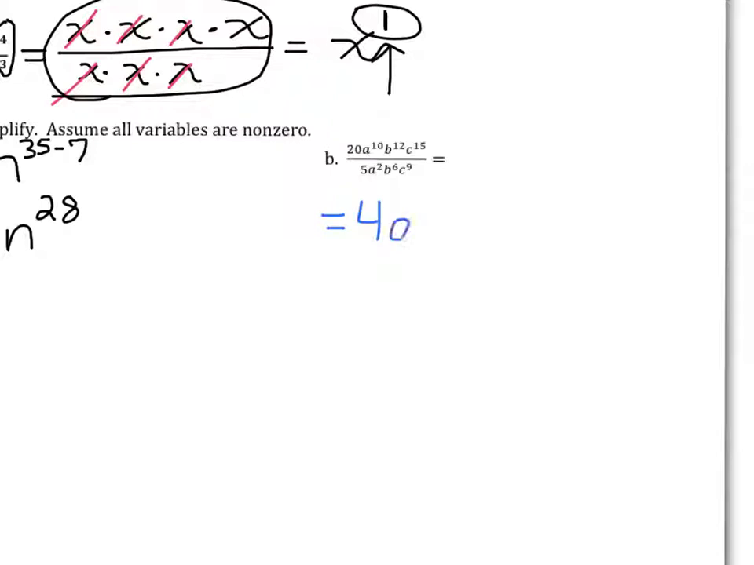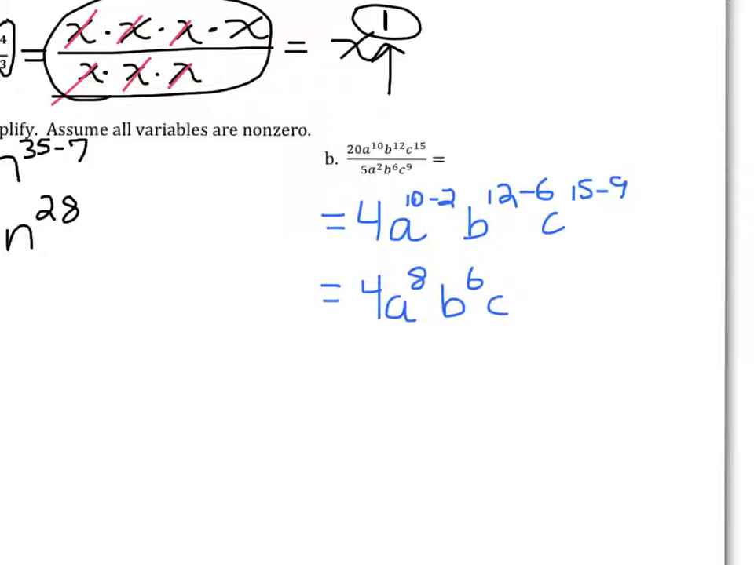And for all of the exponents of my variables, we have to subtract the denominator from the numerator, right? So I have a to the 10 minus 2, b to the 12 minus 6, and c to the 15 minus 9. Of course, we're going to simplify that completely. So I have 4a to the 8th, b to the 6th, c to the 6th. And that is completely simplified.